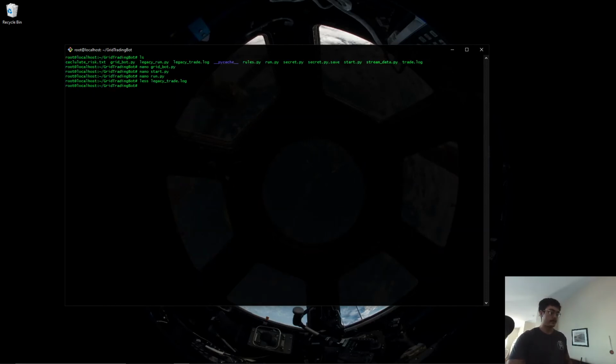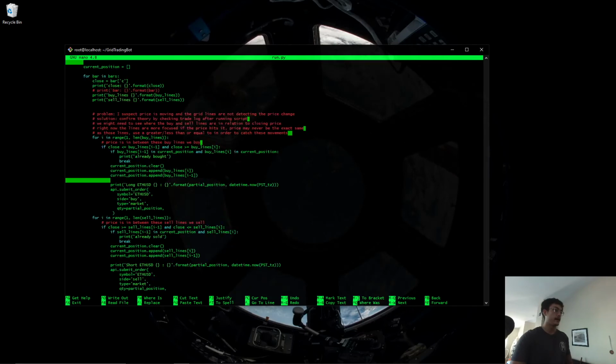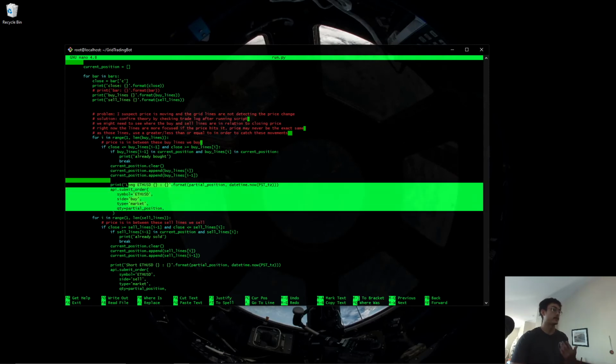So the way that I actually fixed that was we can check inside of run.py. This is going to be a little bit more complicated than what we had before. What it will do is it will actually compare the current closing price with both of the buy lines. It will say if it is less than or equal to the previous buy line, and if it is greater than or equal to the current buy line, then we'll see if we already executed that trade.